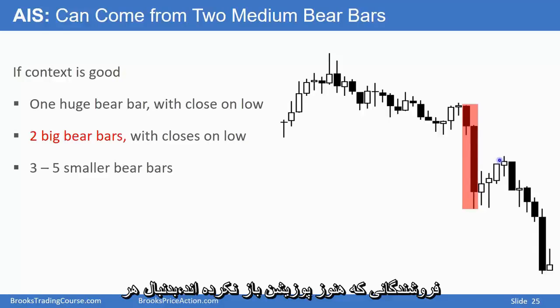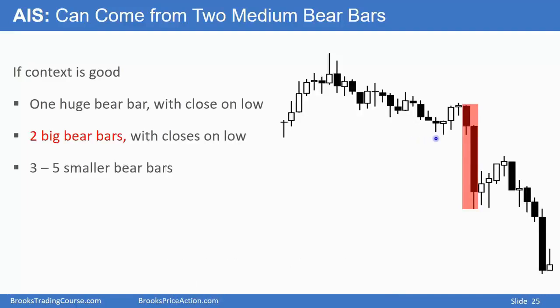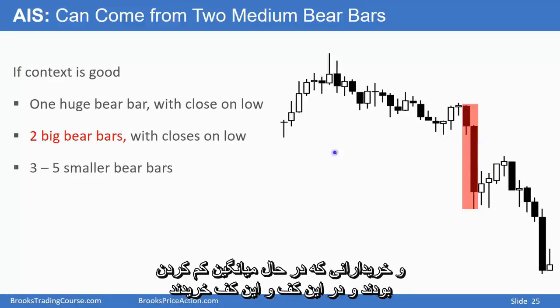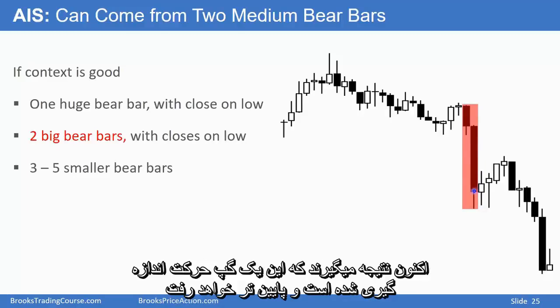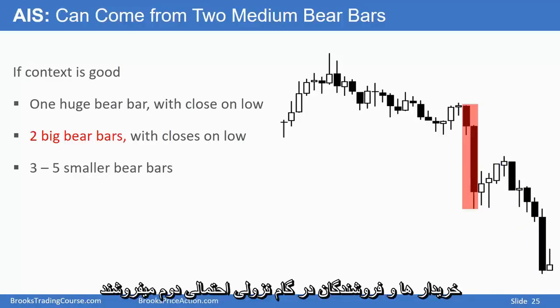The bears who are not yet short look for any rally to sell. They'll sell above this bar, they'll sell below that bar, they'll sell below this bar. And the bulls who were scaling in all the way down and buying this low, buying that low, now conclude that it's probably a measuring gap and going lower. So they're going to use any little bounce to sell out of their longs. Bulls and bears selling, probably second leg down.